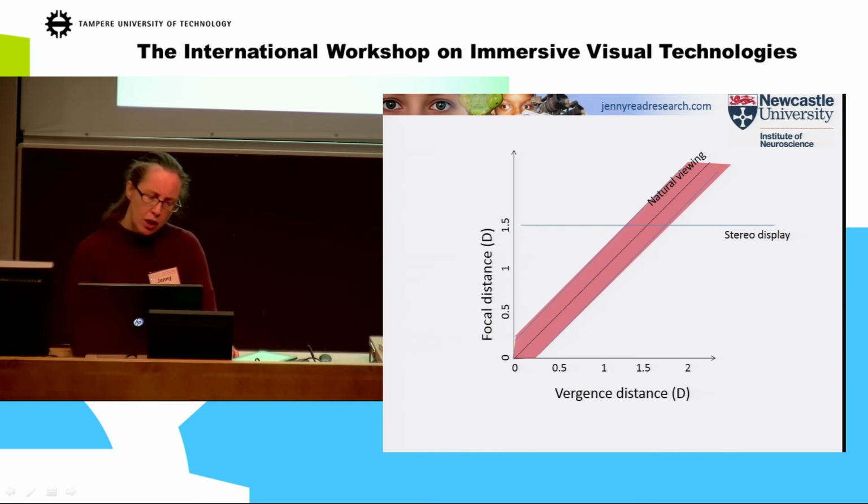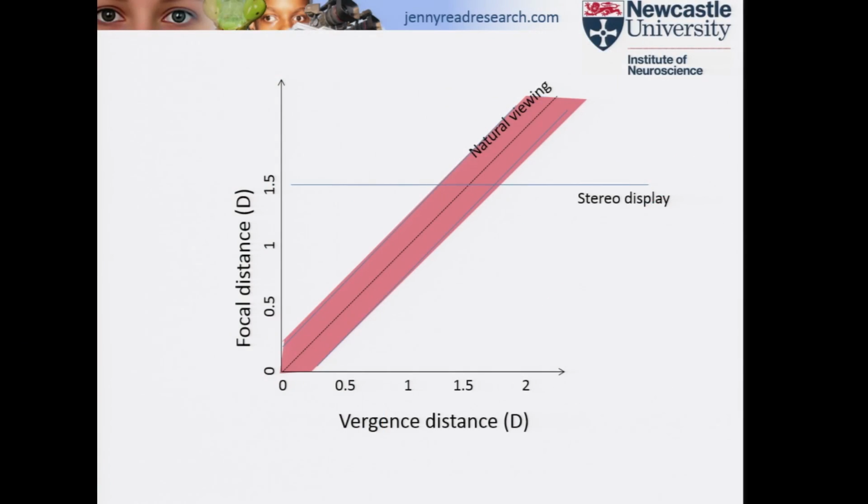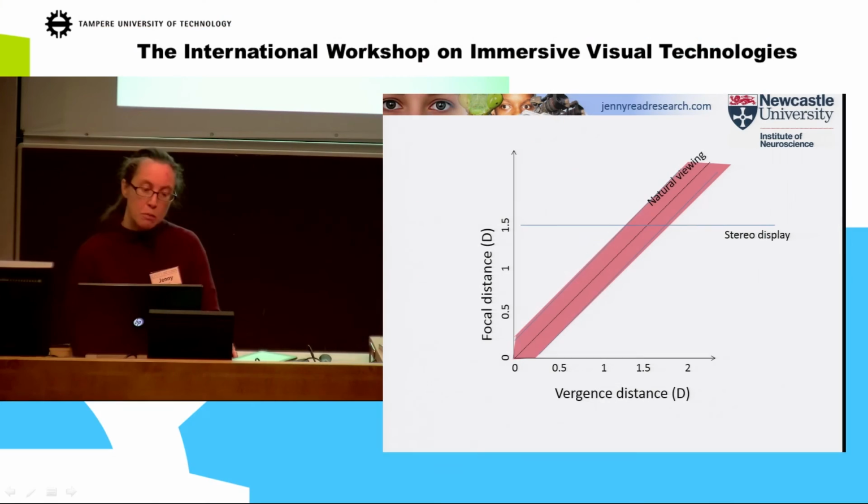And so if I plot the focal distance against vergence distance for a real object, obviously these two distances are going to be the same, but there's some zone of tolerance in between them where it still looks okay to me. And so if you want to present things on a 3D display, you have to make sure you don't go outside that range. You're going to be fixed at this focal distance because the screen is at a given distance from the observer. So you need to make sure that you don't ask them to verge too far in front or behind the screen.